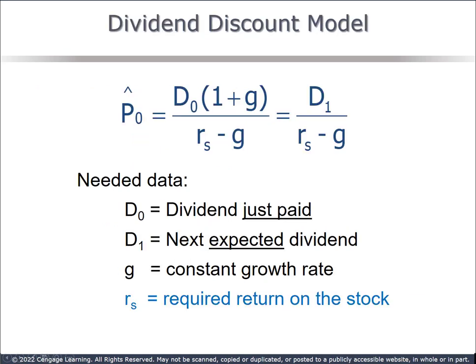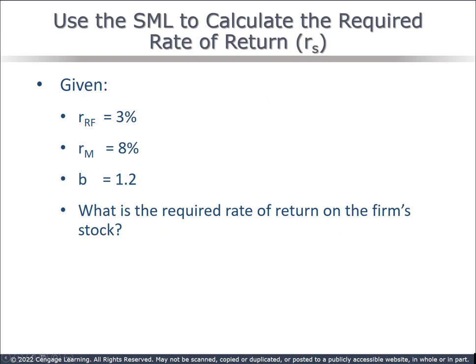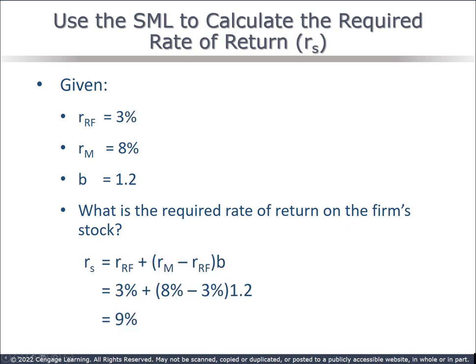Let's look at each component of the equation. D0 is the dividend just paid. D1 is the next expected dividend. By definition, it's equal to D0 times 1 plus G. G is the constant growth rate. RS is the required return on the stock. So where do we get this? CAPM, Chapter 8. If we're given a risk-free rate of 3%, a return on the market of 8%, and a beta of 1.2, we can find the required return on this stock, 9%.